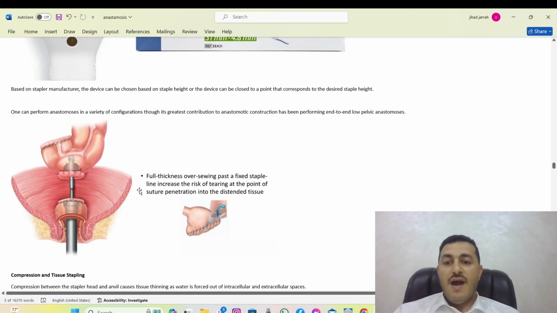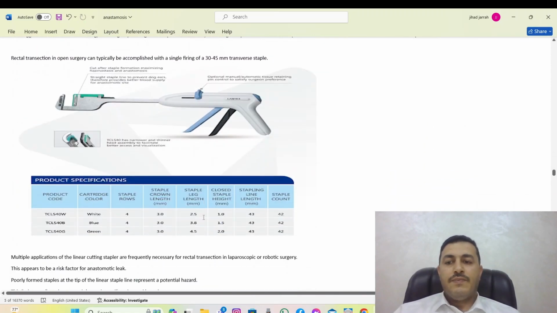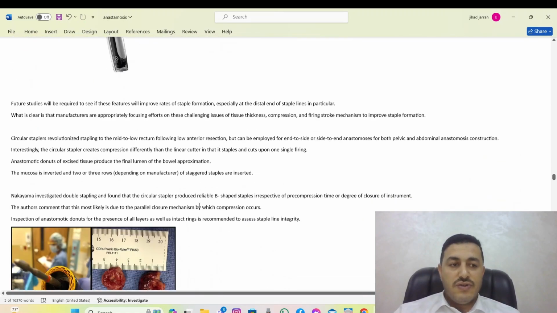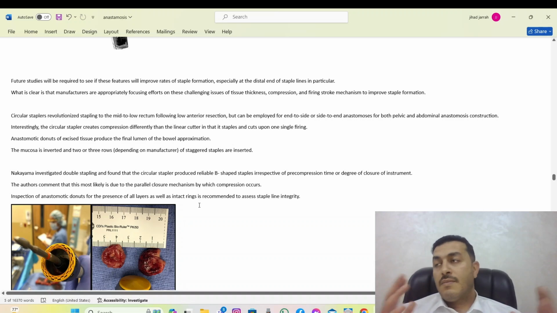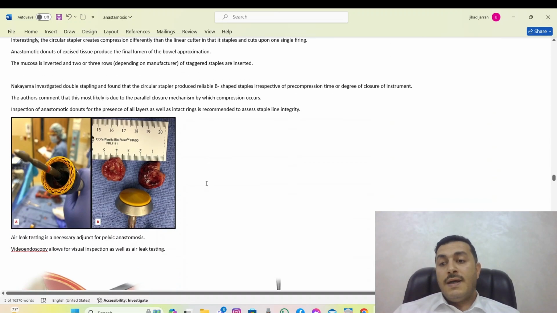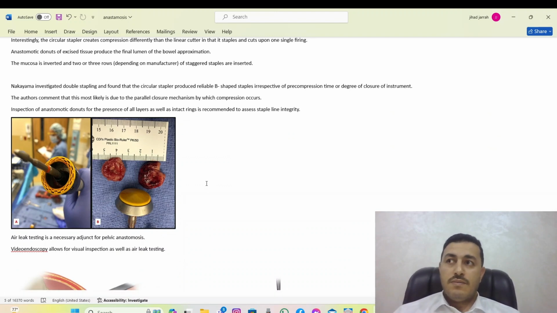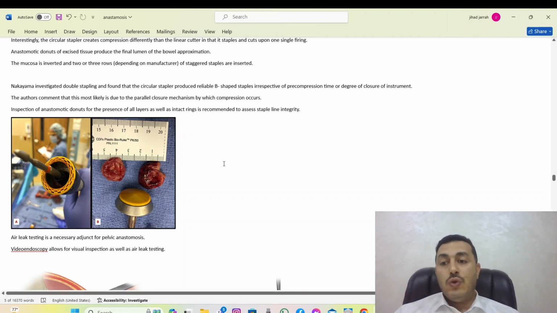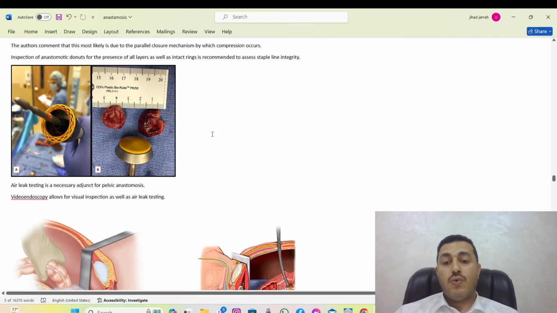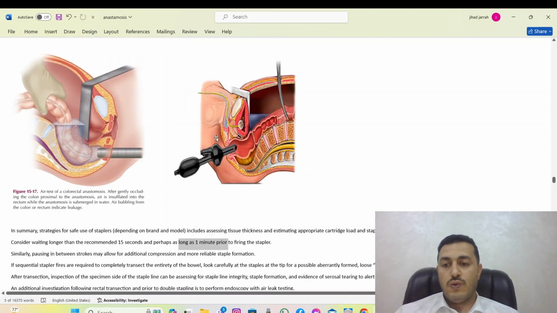Okay. Again, to be honest, after reviewing many literatures, it extremely depends on the brand itself. And here is my advice for myself and for you: before proceeding to use a stapler, ask what stapler I have in my hospital and be familiar with it, because it differs and depends on what brand we use.